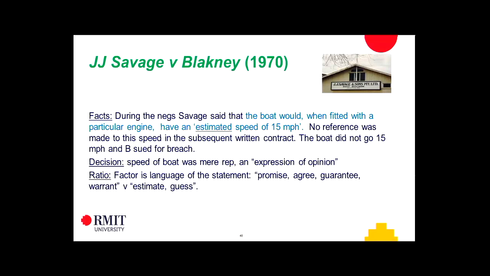Now, J.J. Savage don't actually manufacture engines. They just build the boat. And what they've done is they've provided Blakeney with a list of 3 engines they would recommend. And they've said that they estimate that if it was fitted with these particular engines, that it would maintain a speed of 15 miles per hour as required. Notice the word estimated. There was also no reference to speed in the written contract, remembering the written contract would take precedent. The boat did not go 15 miles and Blakeney sued for breach of that contract.